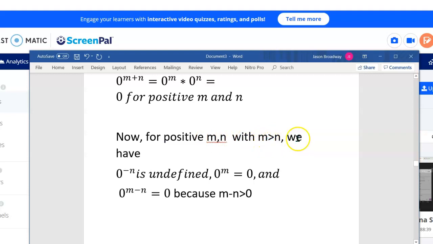Michigan is greater than n Nebraska, now technically 0 to the negative n is undefined. However, 0 to the m is 0, and we go ahead and define 0 to the power of m minus n to be 0. And we can make that definition safely because m minus n is a positive number. It's greater than 0. And this doesn't cause any problems to define it right here where my cursor is.